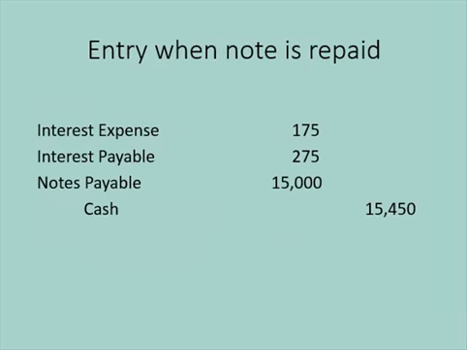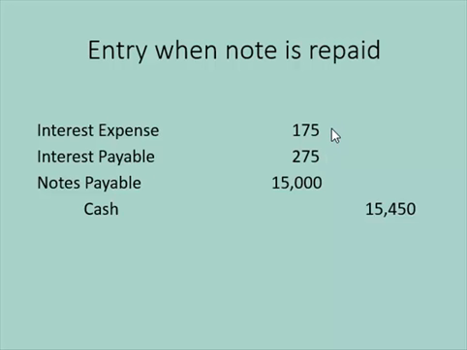So when we repay the note, this will be our entry. We'll credit cash for $15,450, which includes our repayment of the principal balance plus $450, which represents 90 days worth of interest. We'll also debit notes payable to remove that liability from our books, and debit interest payable for the amount of liability we had set up back on December 31st of the previous fiscal year.